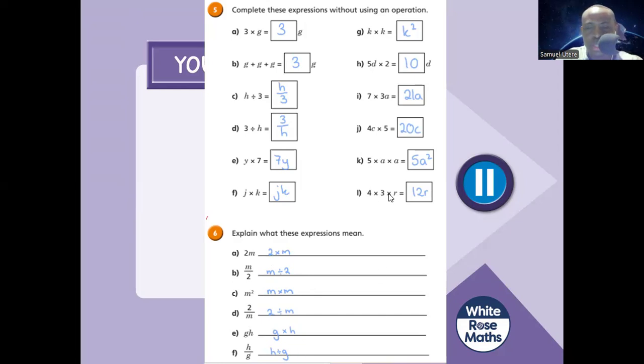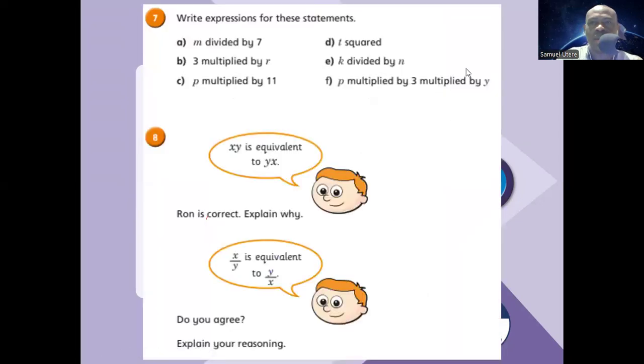Okay, and then notice this last one here for question 5. Just jumping back to question 5. You can see what I explained. 4 times 3 is multiplied first, and then you write the R next to it. Okay, I would like you to pause the video and have a go at questions 7 and 8. This should take you about 3 minutes.